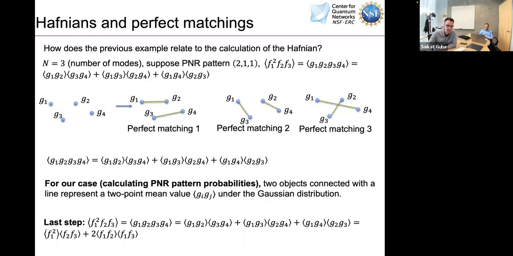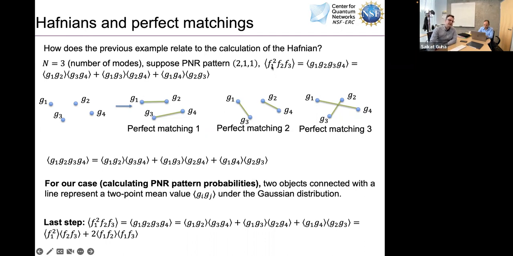Now, I just rewrite the same thing, but how does the previous example on GBS relate to the calculation of the Hafnian? Well, before, I derived a formula that told me that the integral I want to calculate is the Gaussian moment problem, which is a Hafnian. Now, how can I use these facts to calculate more efficiently what I want to calculate, and calculate my Hafnian?